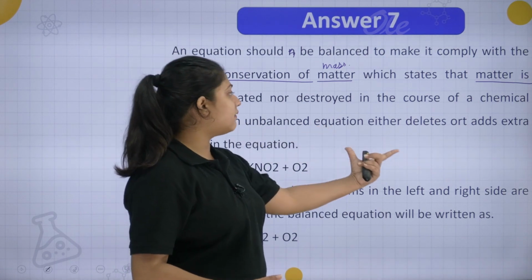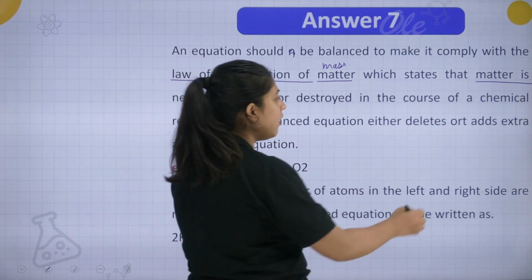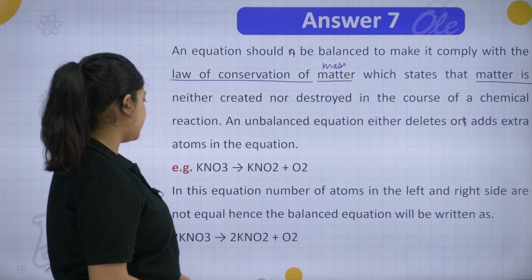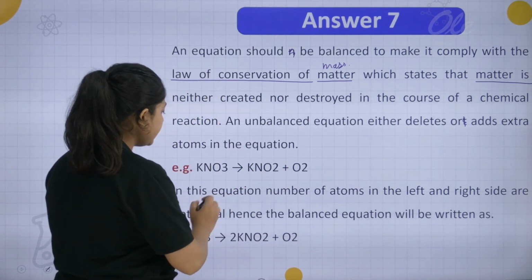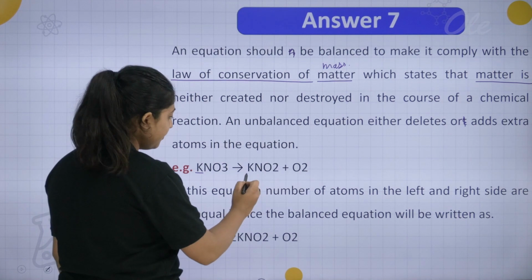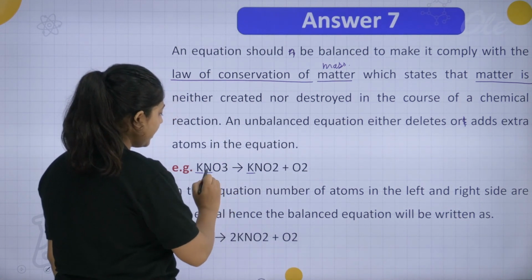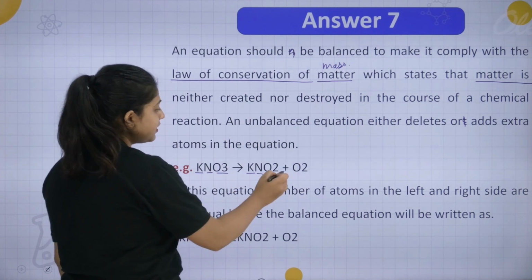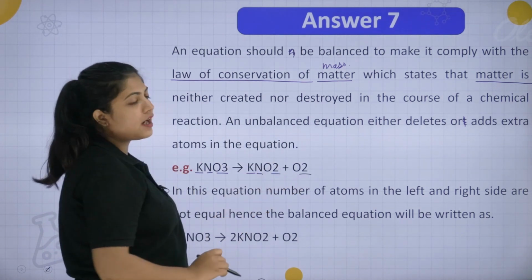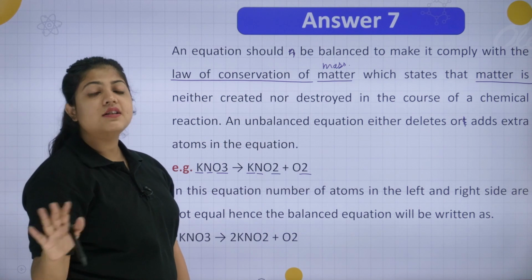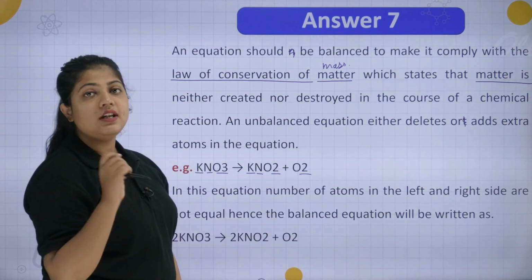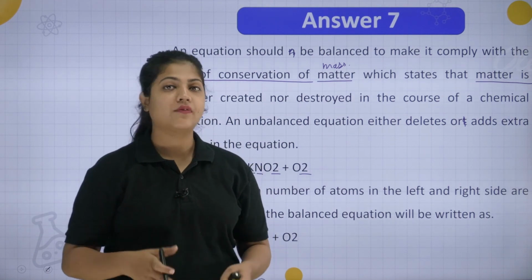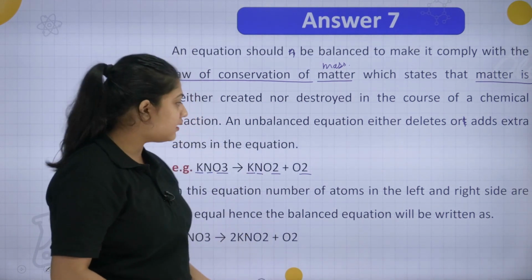An unbalanced equation either deletes or adds extra atoms in the equation. For example, if we take this, here is one atom of potassium, one atom of potassium, one atom of nitrogen, one atom of nitrogen, 3 atoms of oxygen, 2 here and 2 here, 4 atoms of oxygen. This is the unbalanced equation, and this does not comply with the law of conservation of mass, right?